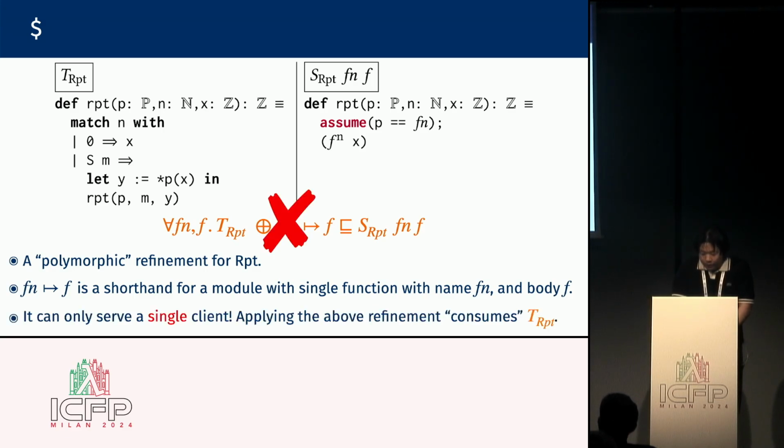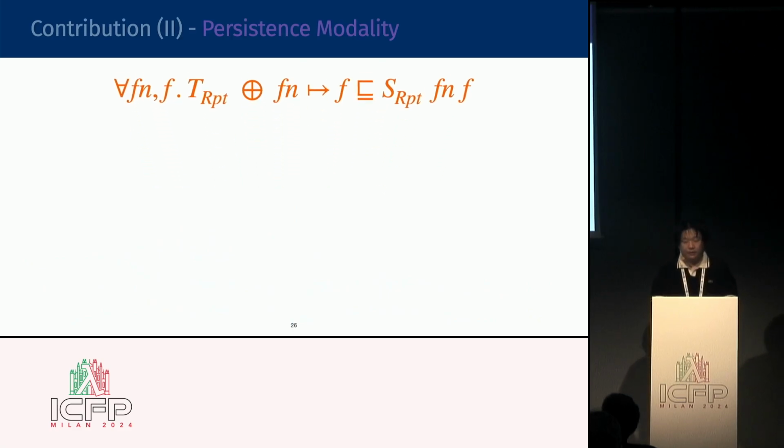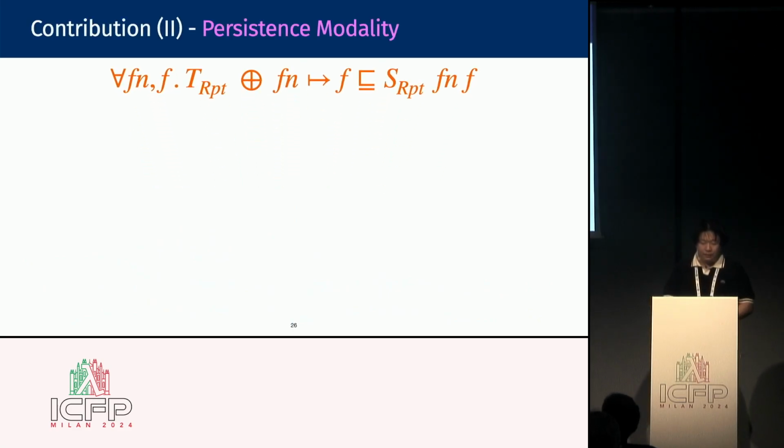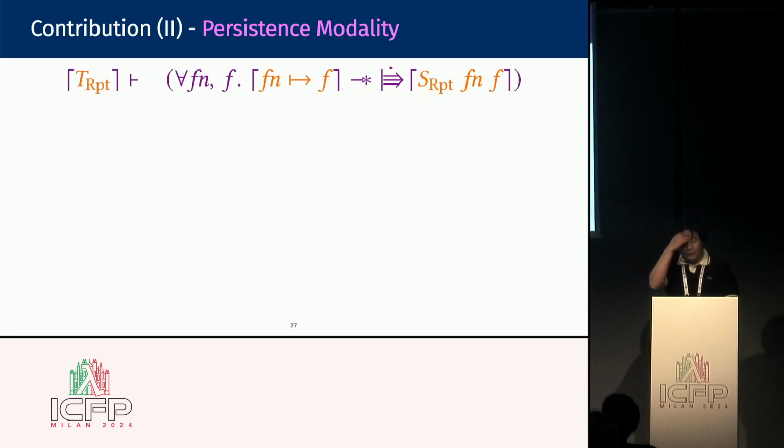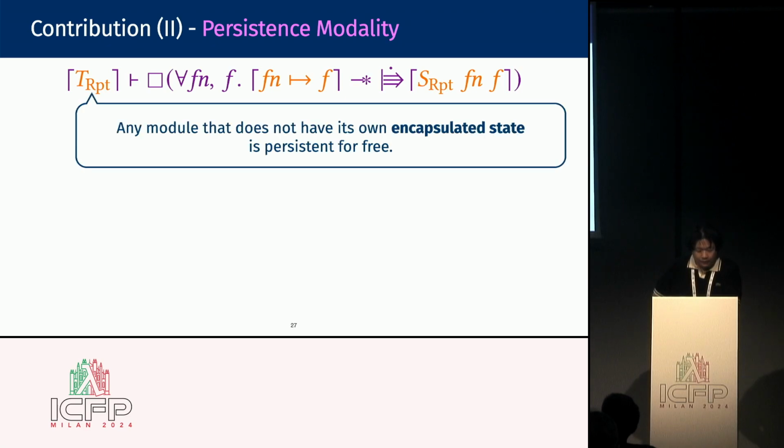However, there is one significant issue here: it can only serve a single client. Applying the above refinement effectively consumes the TRPT module and prevents further applications. This issue is resolved with the use of persistence modality. First, we translate this refinement into a separation logic assertion. Then, the system allows us to add a persistence modality on the right-hand side for free.